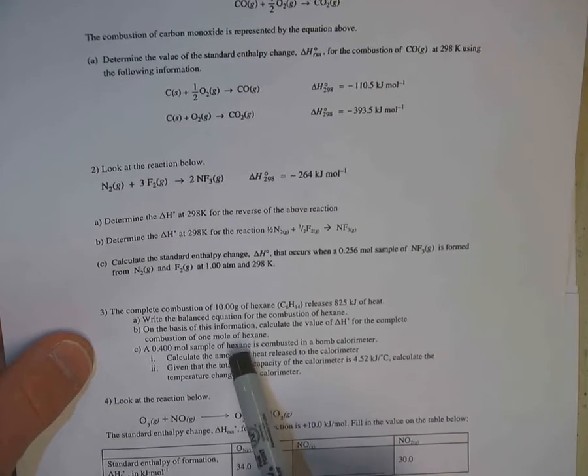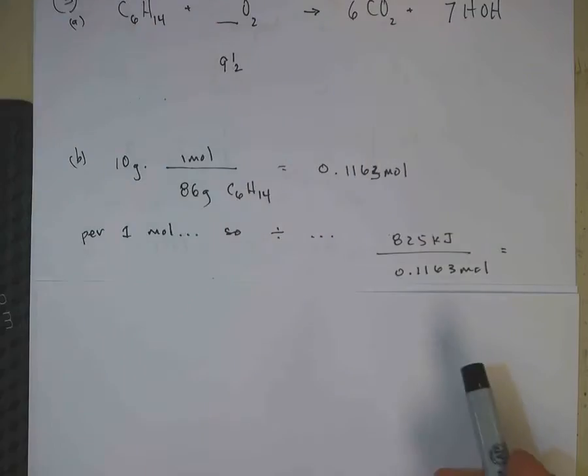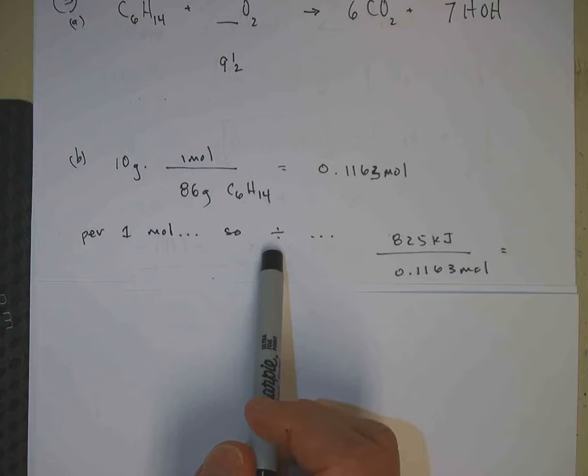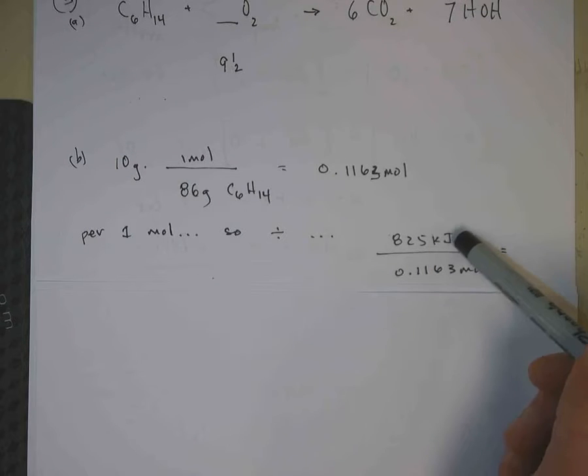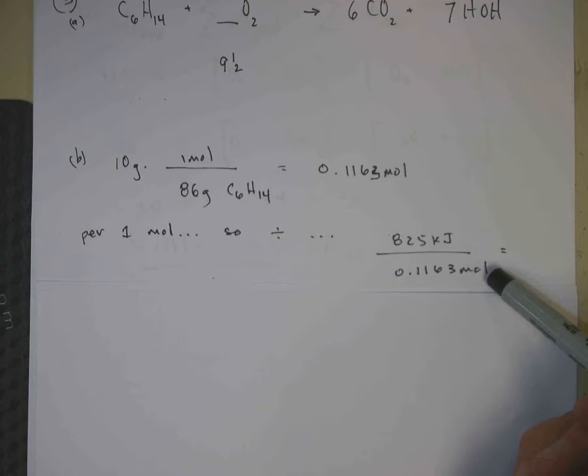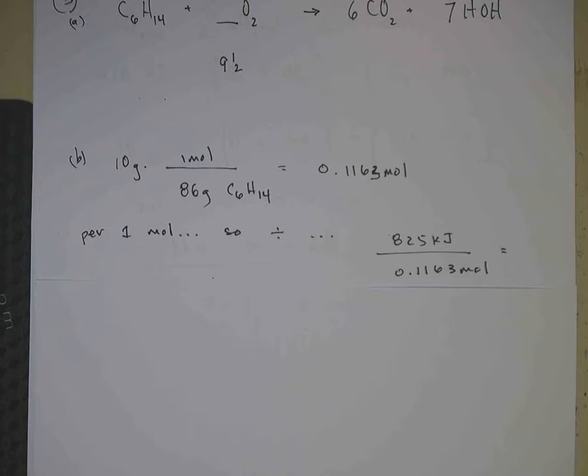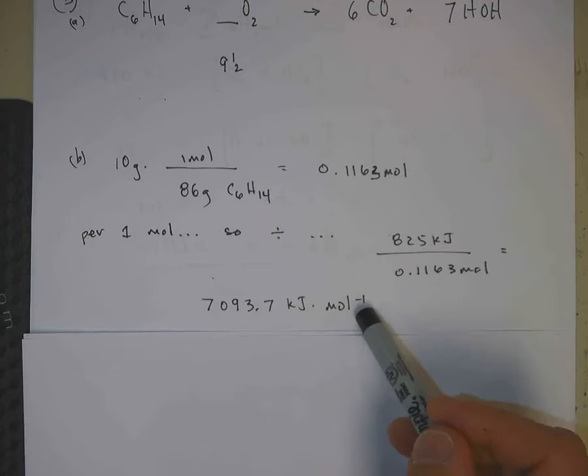So to do that, you know it's how many kilojoules there are per mole. Since it's per mole, it means divide. So take your energy and divide it by the number of moles you have, and now you have kilojoules per 1 mole, because remember, any number written over 1 is that number. And so it's 7,093 kilojoules per 1 mole.